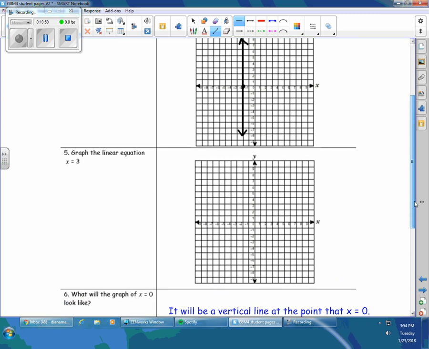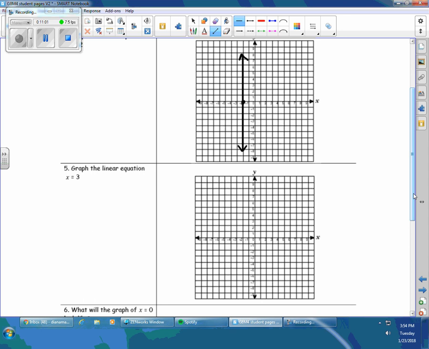Go ahead and do number 5. X equals 3. Pause the video. Okay, x equals 3 right here. It's going to be a vertical line going through that point on the x-axis and going in both directions to infinity.